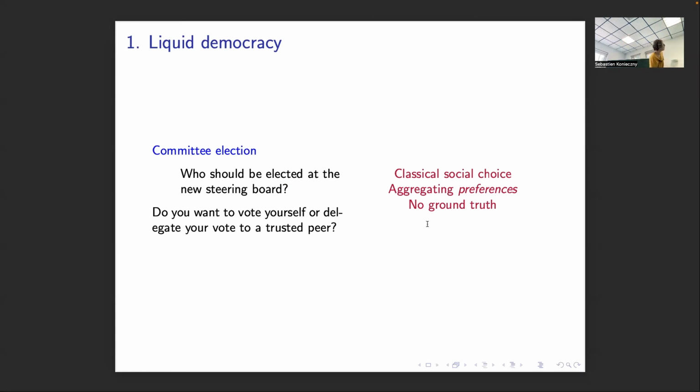Okay. This is, by the way, about classical social choice where preferences are aggregated. Voters express preferences, and these preferences are aggregated. Okay, there is no ground truth, as in the following example.